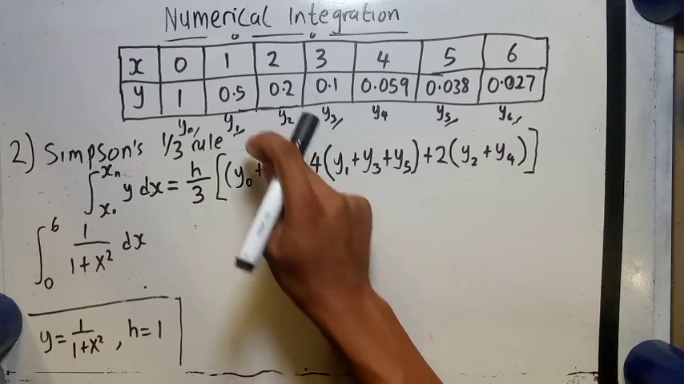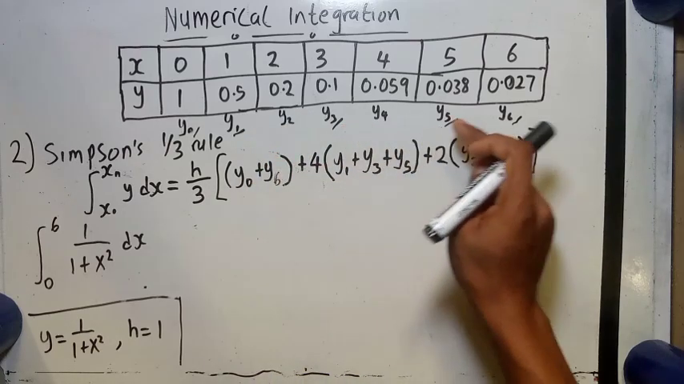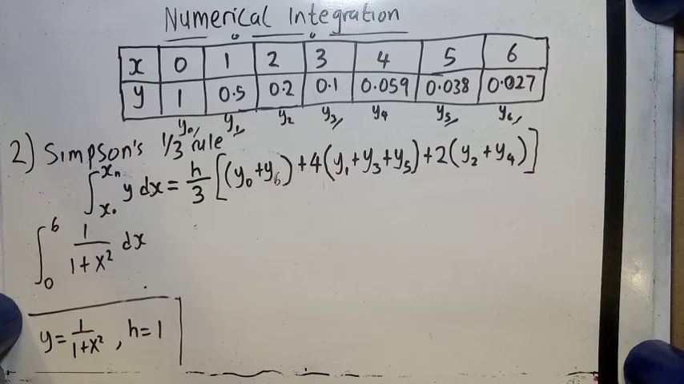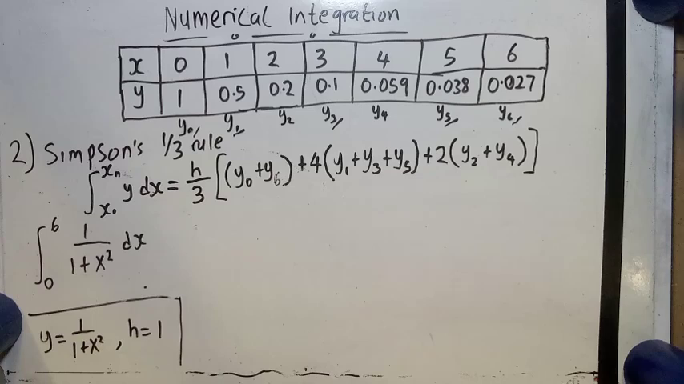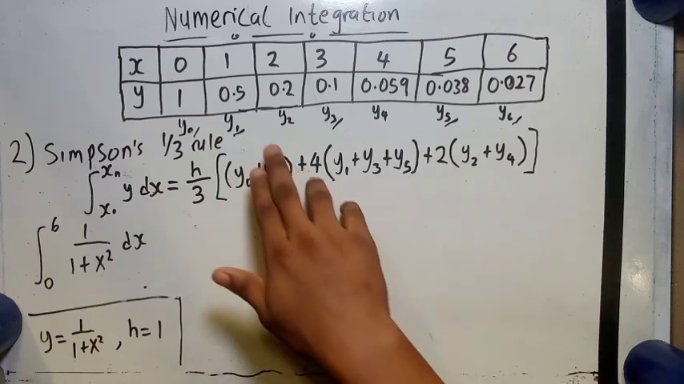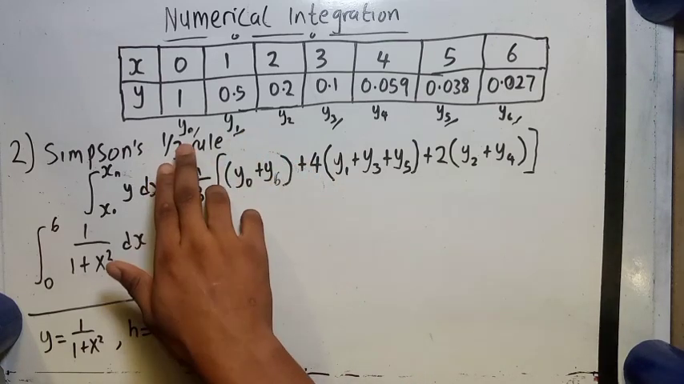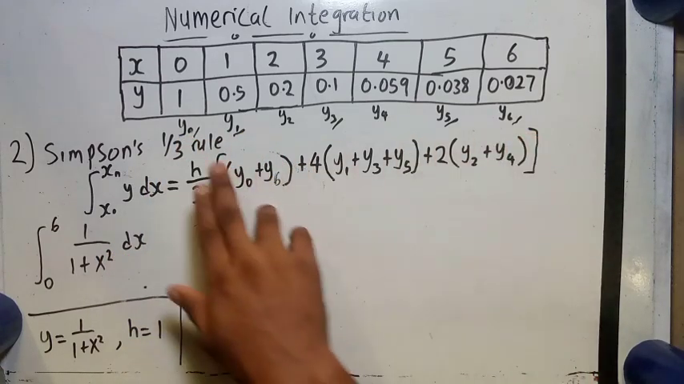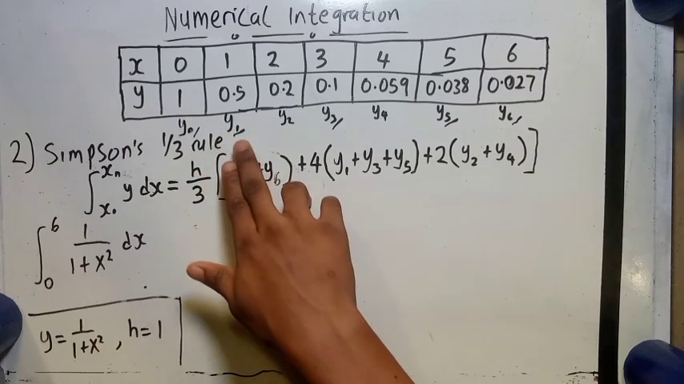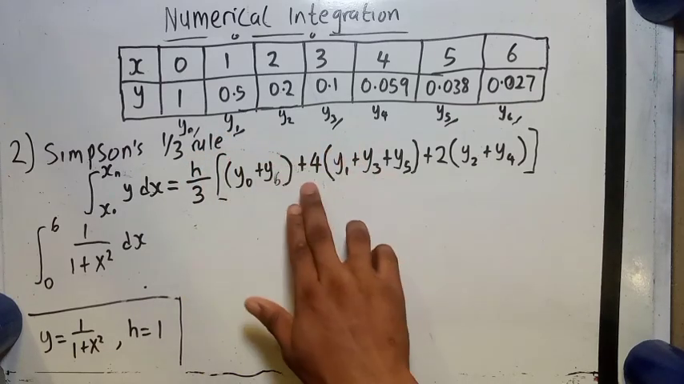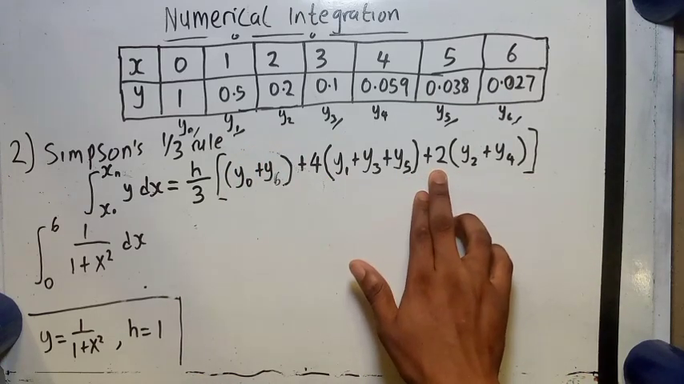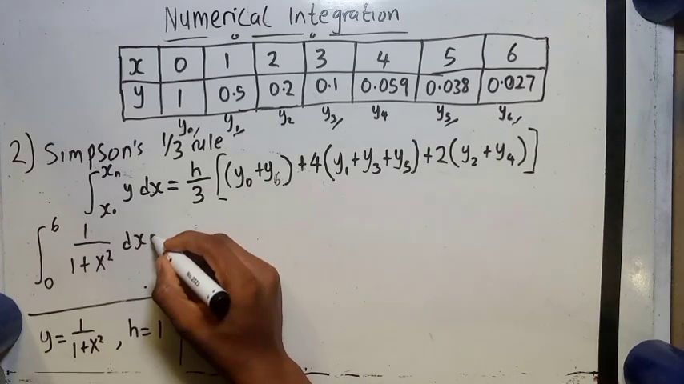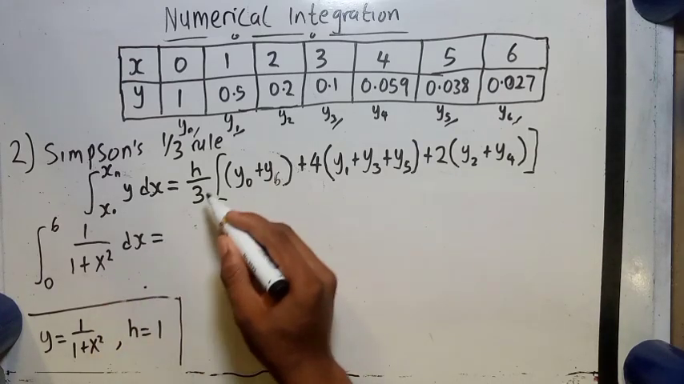But this one, the ones with odd numbers, or you can even say the second, the fourth, and sixth term, anyhow you choose to call it. But I prefer to say it in this order, where you number from 0 to 6. The ones with the odd numbers will be multiplied by 4, and the ones with the even numbers will be multiplied by 2. You add them up and multiply them by h over 3.